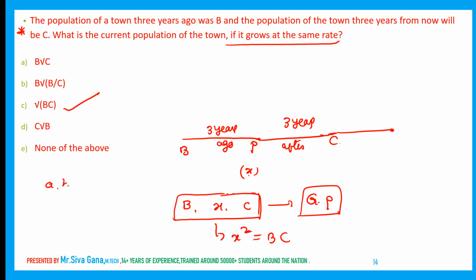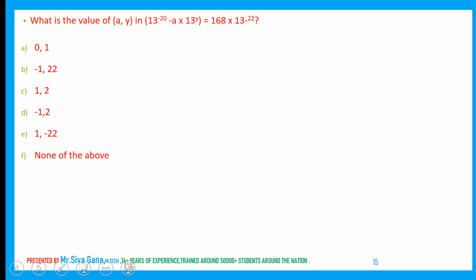If a, b, c are in geometric progression, b square is equal to ac. In a similar way I just applied it here. Since it is growing at the same rate, these three terms are definitely in geometric progression. This is an important point, one of the good quality questions.